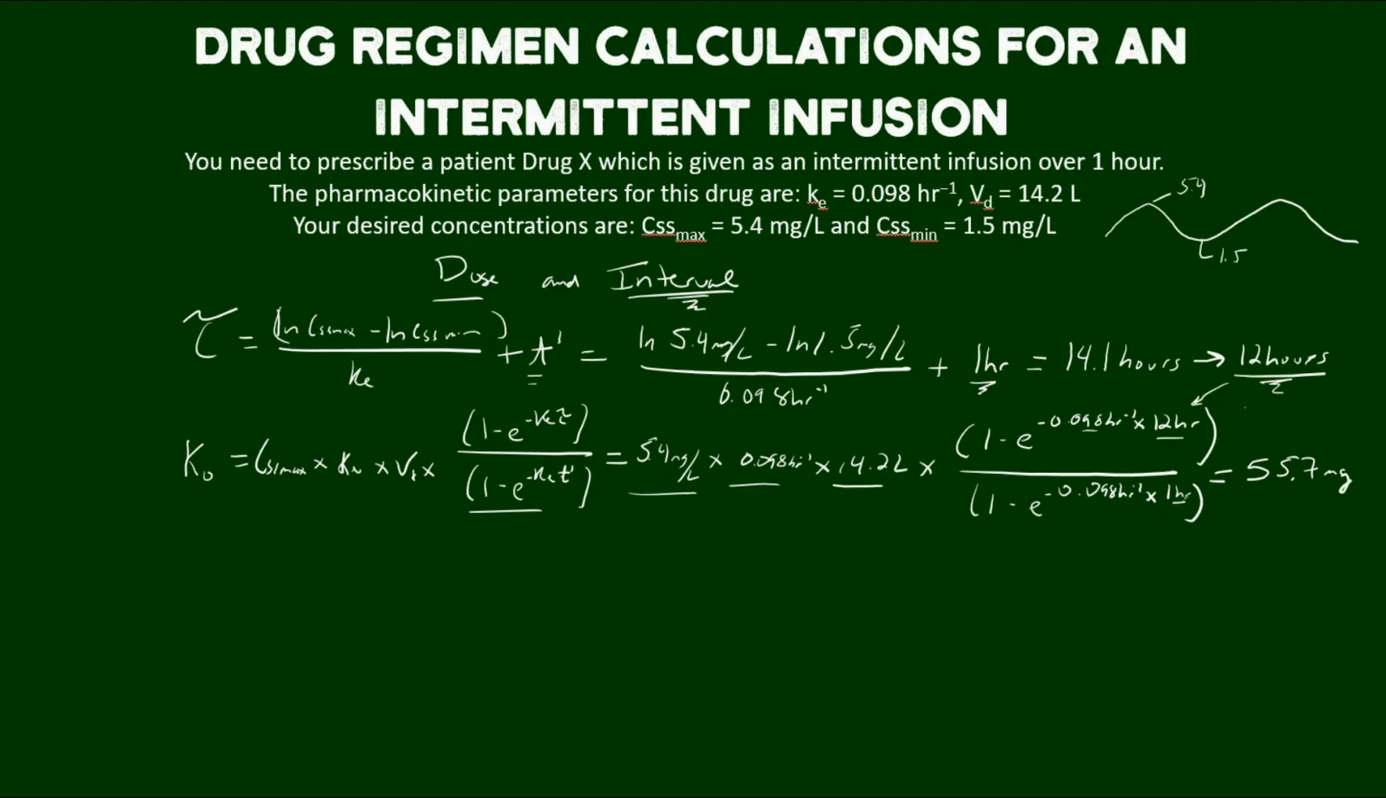55.7 milligrams per hour, and we get that because the liters cancel out here, and then the hours also cancel out. We're left with milligrams over hour because this is an infusion rate. We might be able to put this into an IV bag and give it to a patient, but many times this will be rounded to a more friendly number, 50 milligrams per hour. So we would give this patient 50 milligrams per hour every 12 hours infused over an hour.